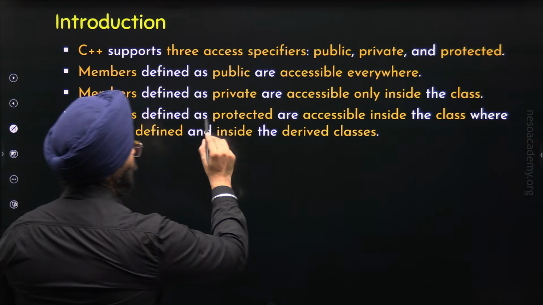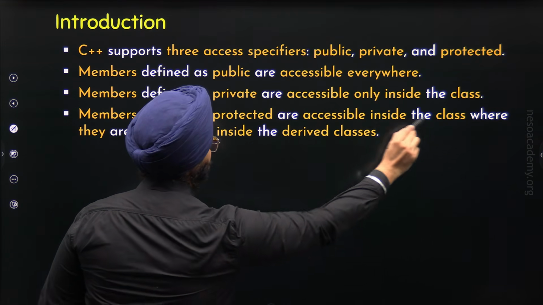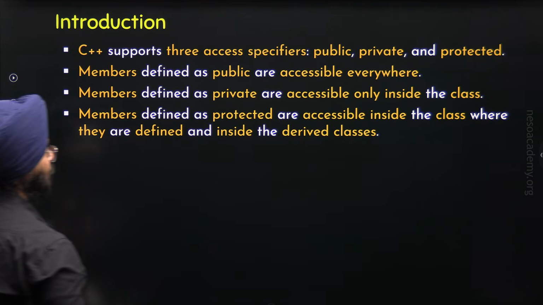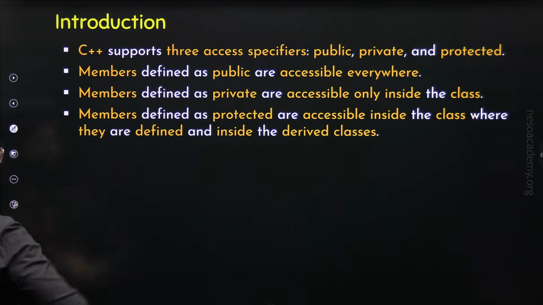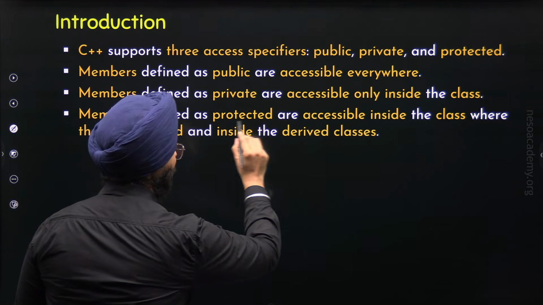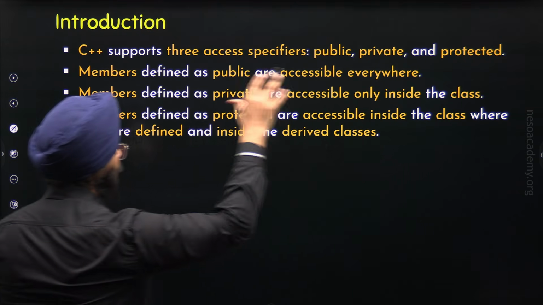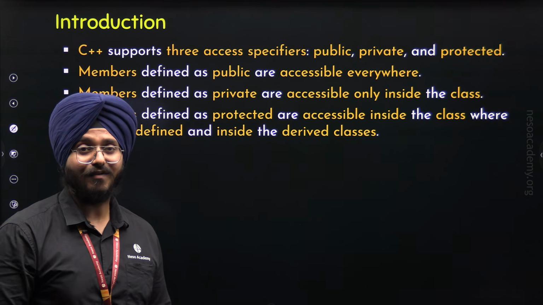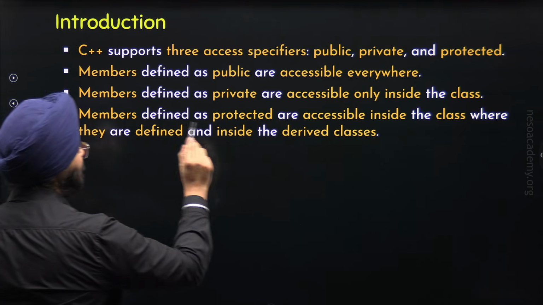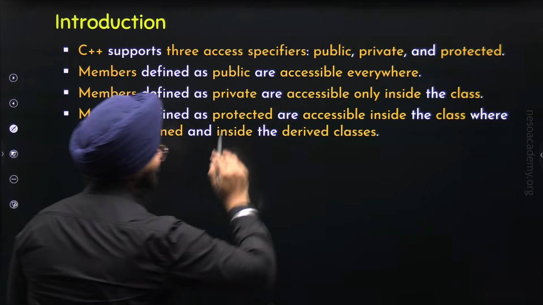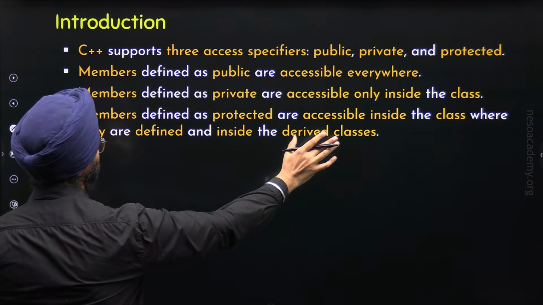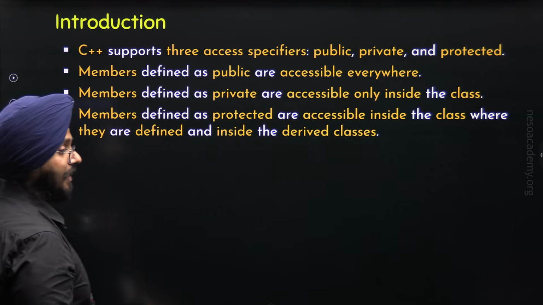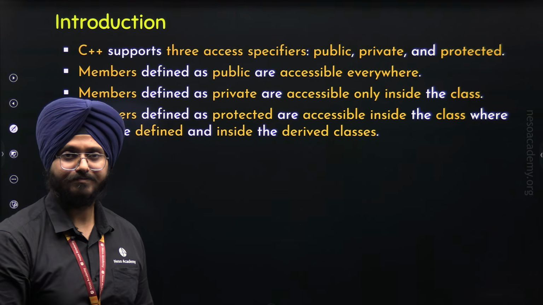Members defined as protected are accessible inside the class where they are defined and inside the derived classes. So just like the private access specifier, members defined as protected are accessible inside the class where they are defined. But unlike the private access specifier, they are also accessible inside the derived classes. I am talking about the derived classes of the class where the protected members are defined. I hope this is clear to you.